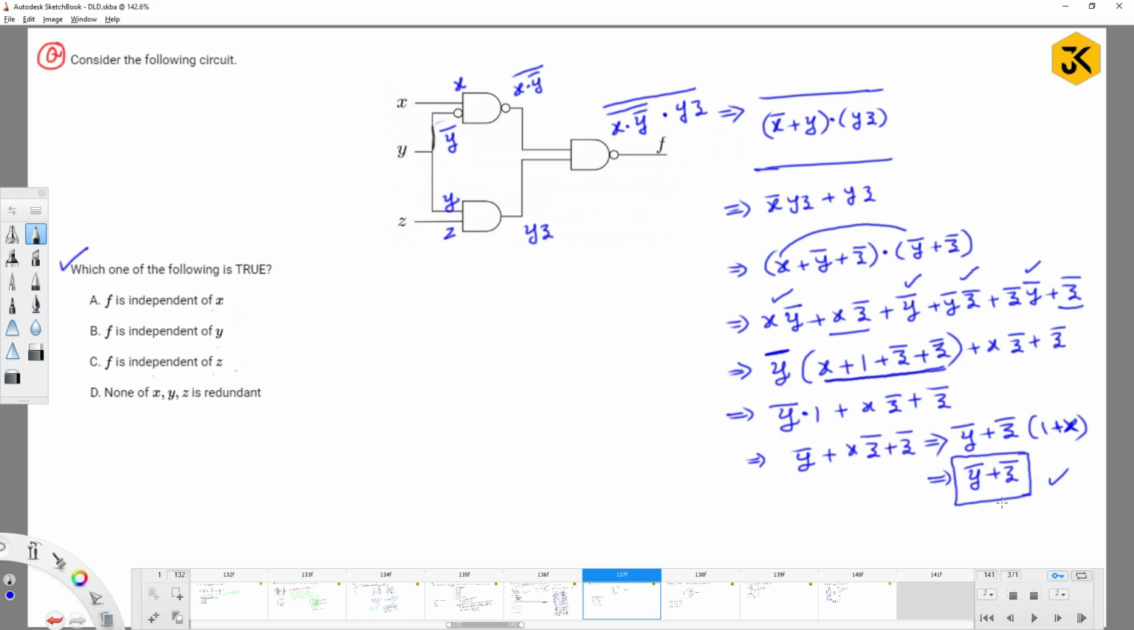Now if you look at this expression, is it independent of x or not? Yes. So I can say that option A is the correct answer: the function f is independent of x. Okay, I hope you understood clearly.